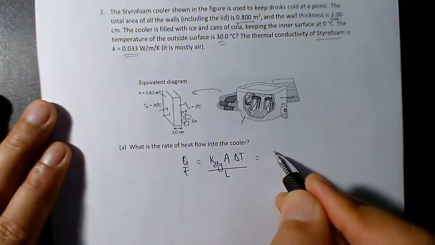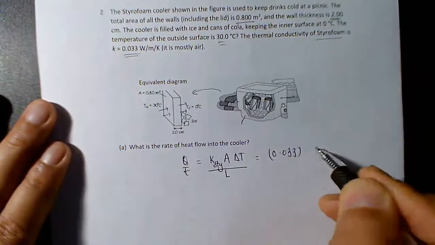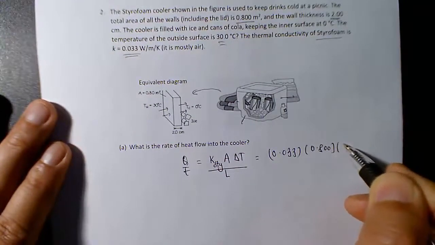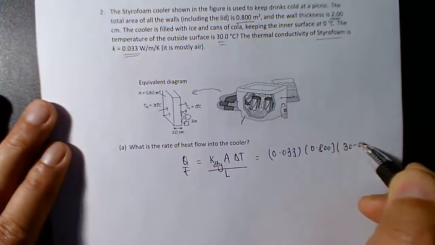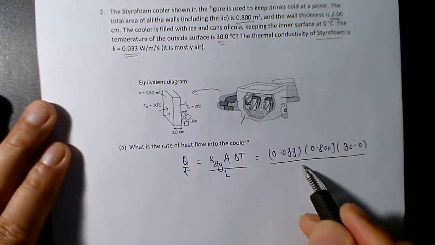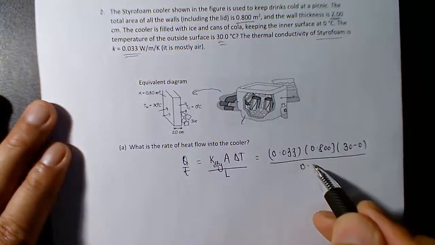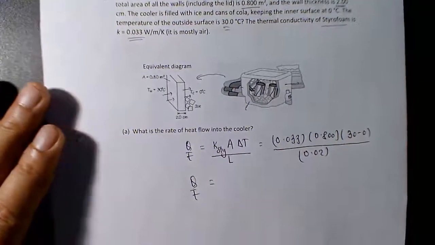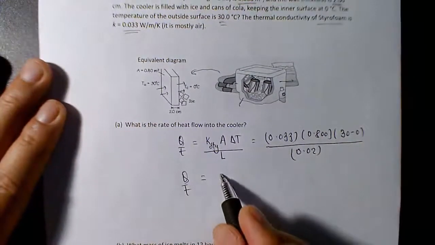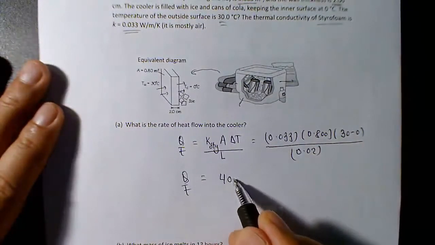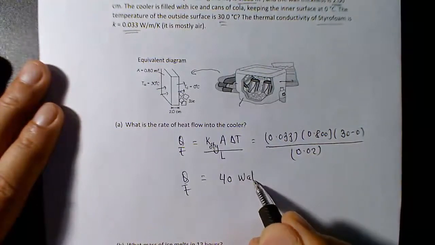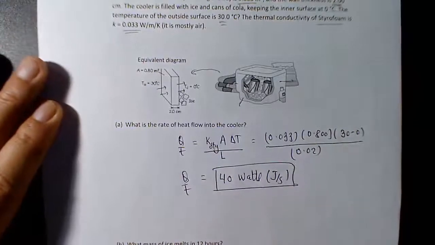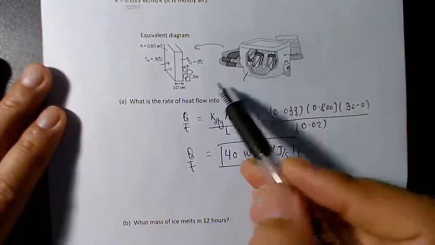And K of styrofoam is 0.033, the effective area 0.8 is given to you, and delta T is 30 minus 0, which is 30, divided by the total thickness, 2 centimeter. 2 centimeter means 0.02 meter, and that's the total heat conducted into the cooler from outside. If you do this calculation, it is 40 watts, which is watts or joule per second, same thing. 40 joules per second is conducting.